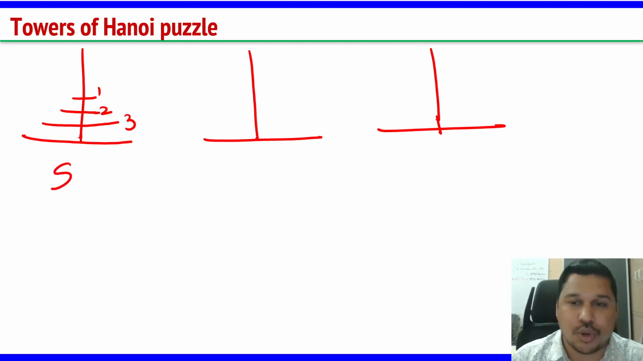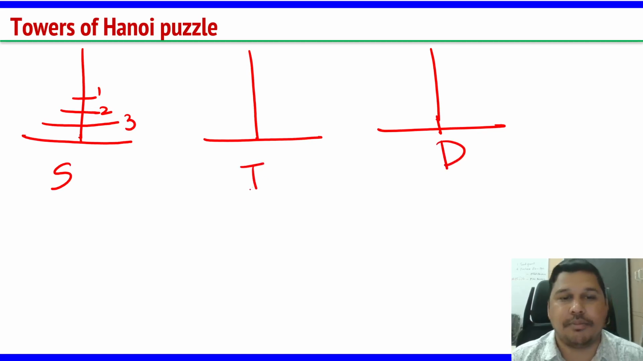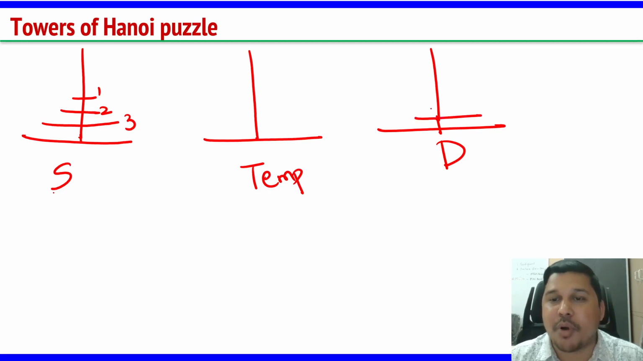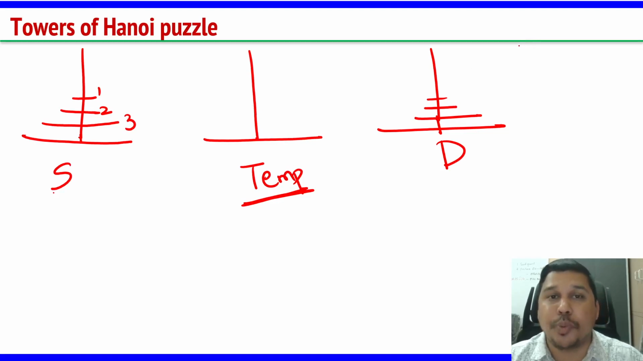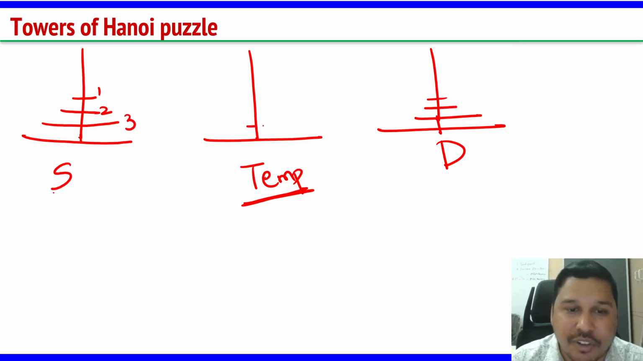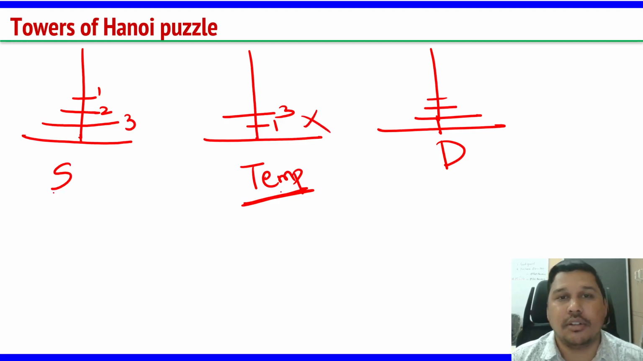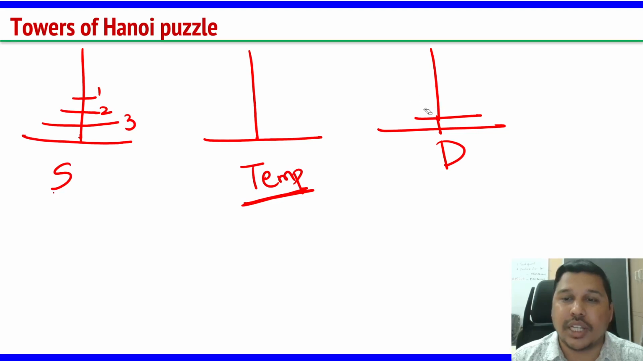Now, this is your source, this should be the destination, this is your temporary. You have to move the discs from source to destination in the same order like this. But the condition is that you can take help of the temporary tower, you can make use of the temporary rod. The condition is that always the smaller one should be on top of the larger one. So, I cannot have 1 here and on top 3 like this, this is wrong. Always the smallest one should be on top of the larger one.